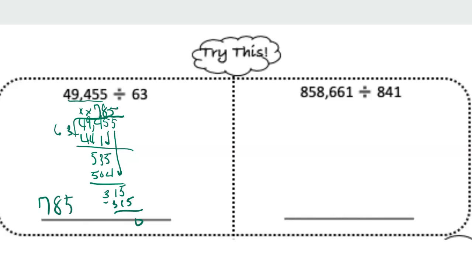785 times. Sorry, I don't really have a lot of room. I'm trying to fit it into a small space. Let's take a look at the next one. We have 858,661. Let me rewrite that.